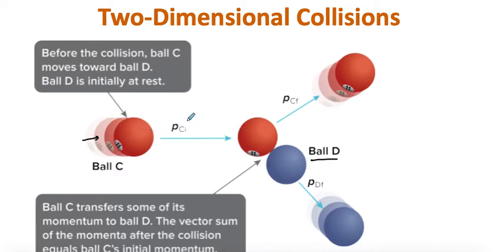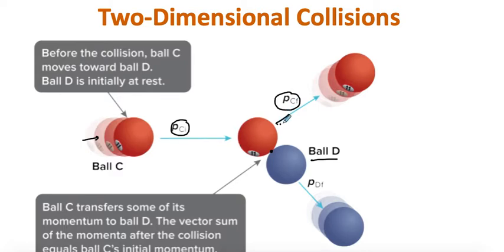So we have an initial momentum here, right? So that vector right there represents our initial momentum. So this ball strikes that one right there, which is not head on, right? So that collision is going to cause an angle, or cause ball C to bounce off at an angle, which would be our final momentum there.